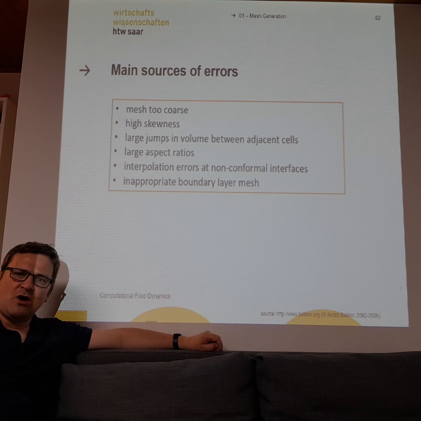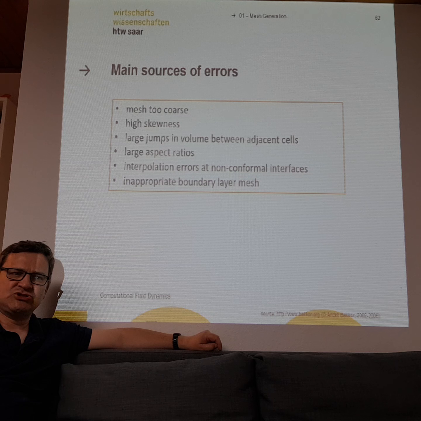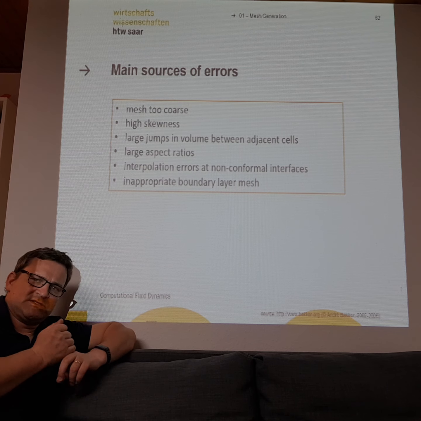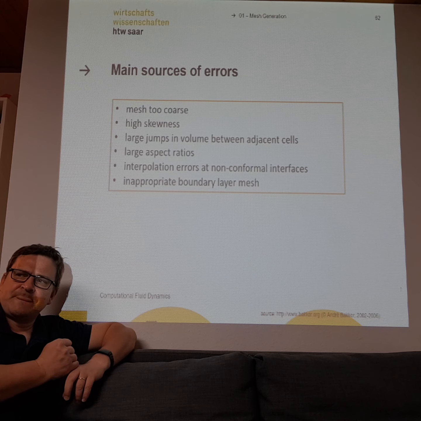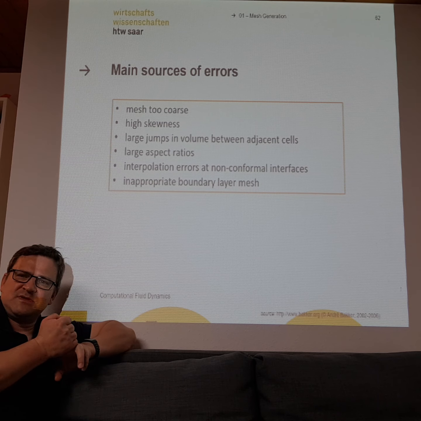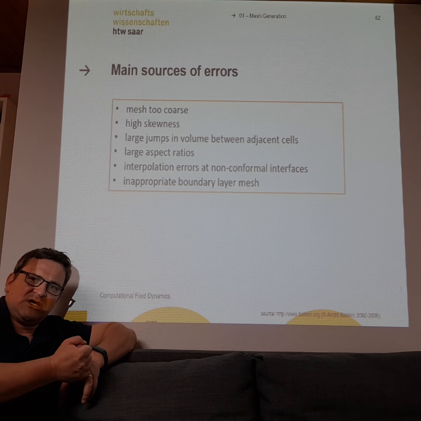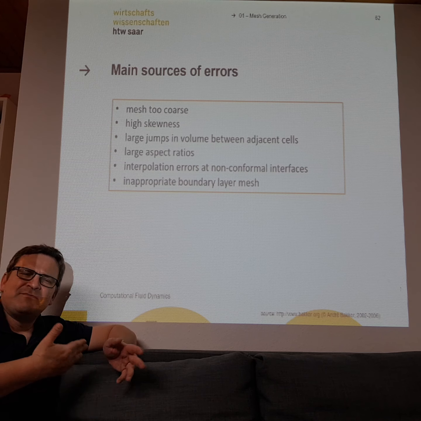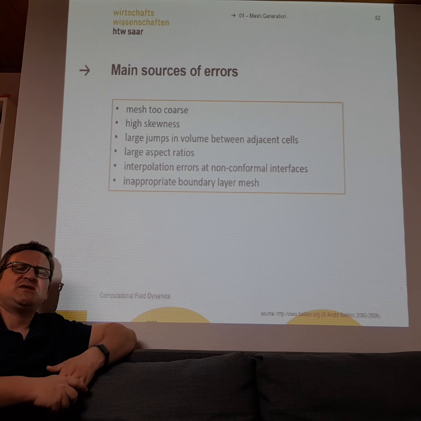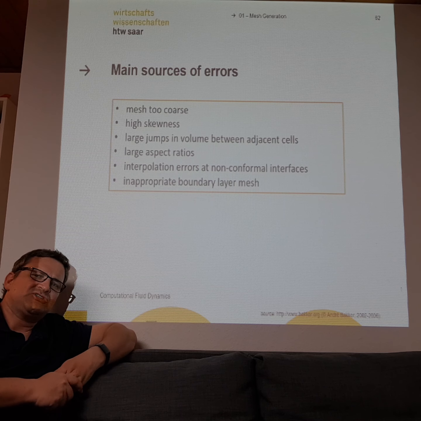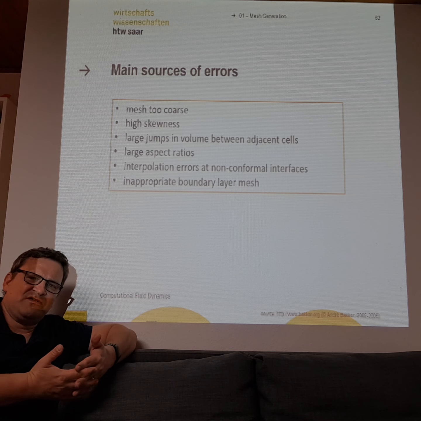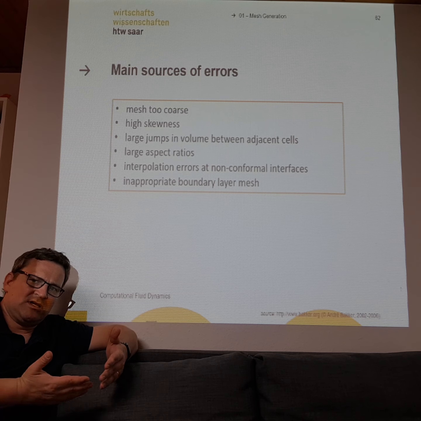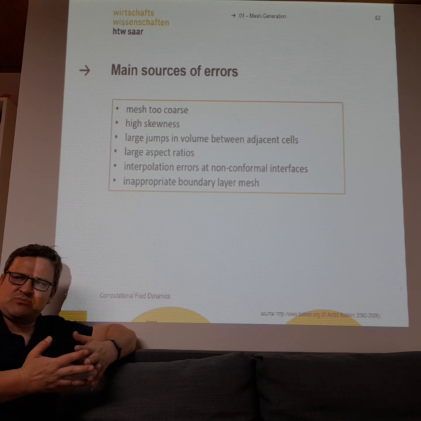Okay, and let's come to the main sources of errors. What can go wrong when you start your simulation? At the beginning, I taught you good mesh quality is always really important. Main source of the error can be, the mesh can be too coarse. If you have not enough cells, you get wrong results. But on the other side, your mesh can also be too fine. If your mesh is so fine that you can never solve the whole problem, then you also have no result. And that's also a problem.